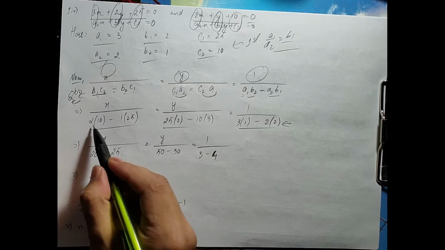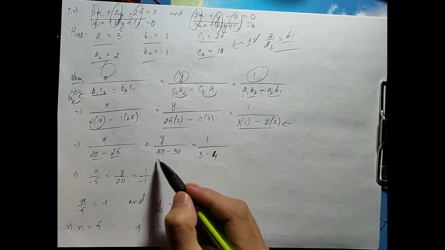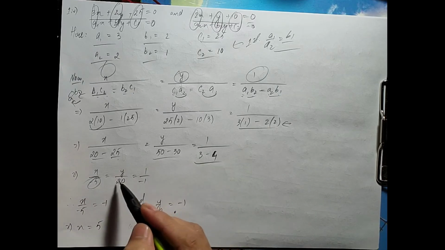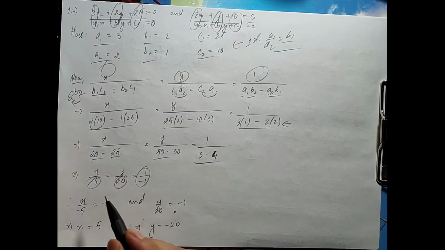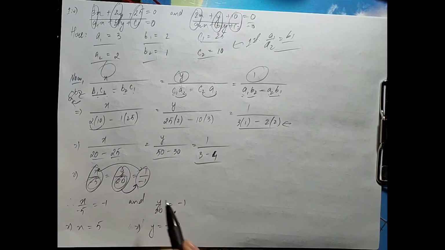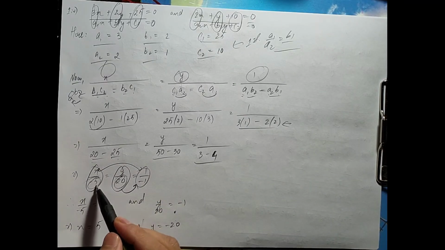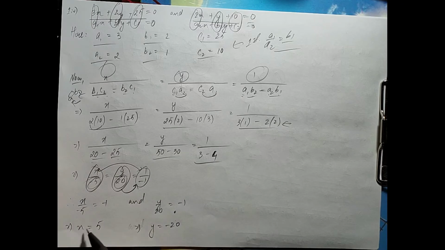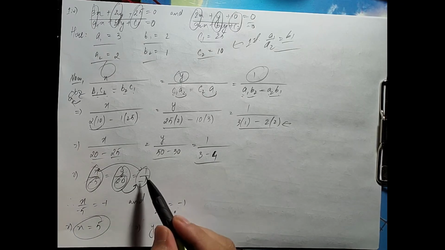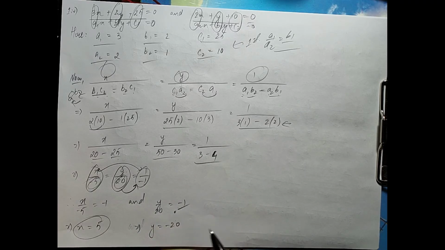So we have x by 20 minus 25, y by this, 1 by this. 20 minus 25 is minus 5, y by 20 is equal to this. Okay, this is the important part. This will be equal to this, and this will be equal to this. So I have x by minus 5 is equal to minus 1, that is x is equal to 5, and y by 20 is equal to minus 1, because we know that 1 by minus 1 is minus 1. So 20 will go here, so we have y is equal to minus 20. So we have x is equal to 5 and y is equal to minus 20.